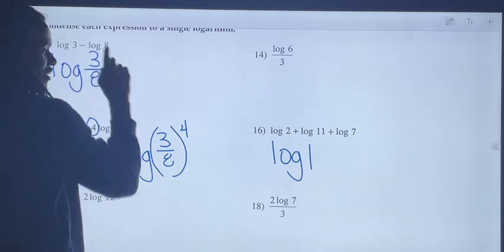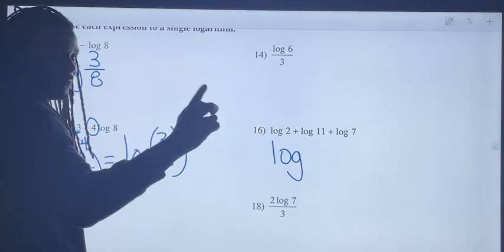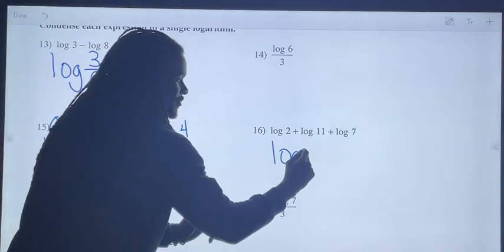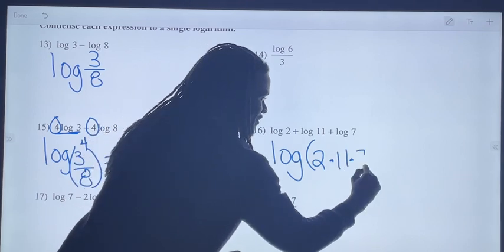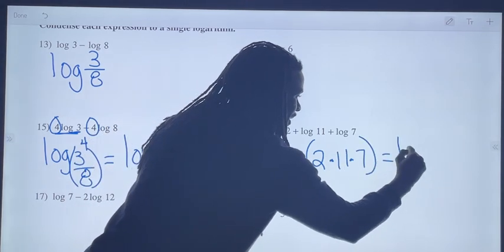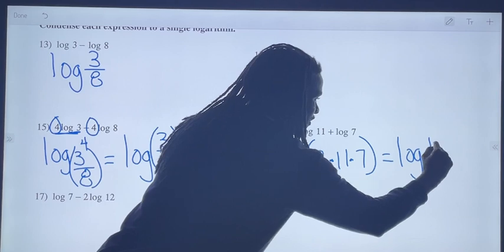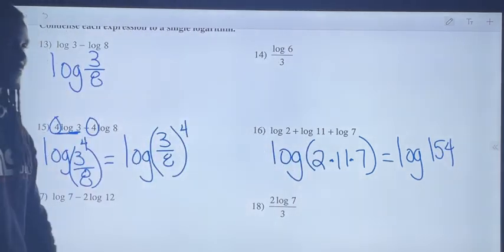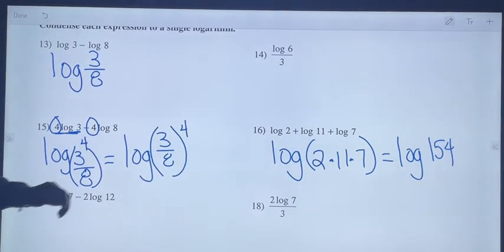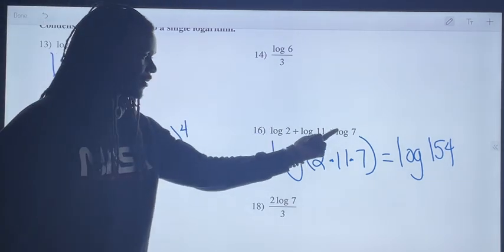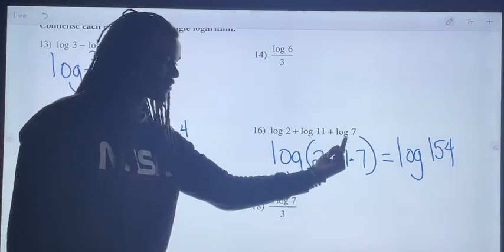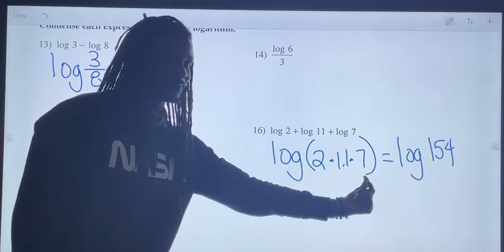Let me show you what he meant. Because what we did is we condensed it. It's really this: 2 times 11 times 7, but we just simplified it to log of 154. Why are you multiplying? Because we're doing what? Addition. So when you're adding the logs, you really do what to the powers? Multiply.